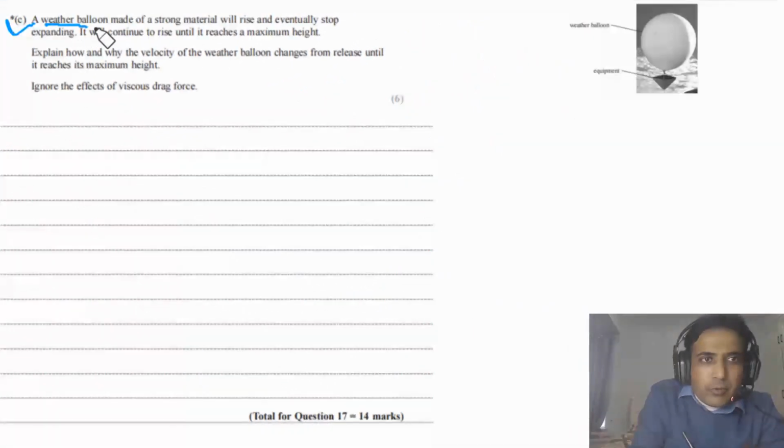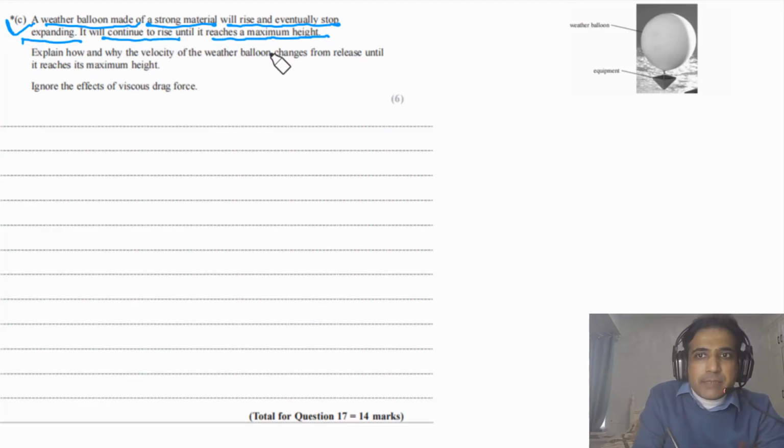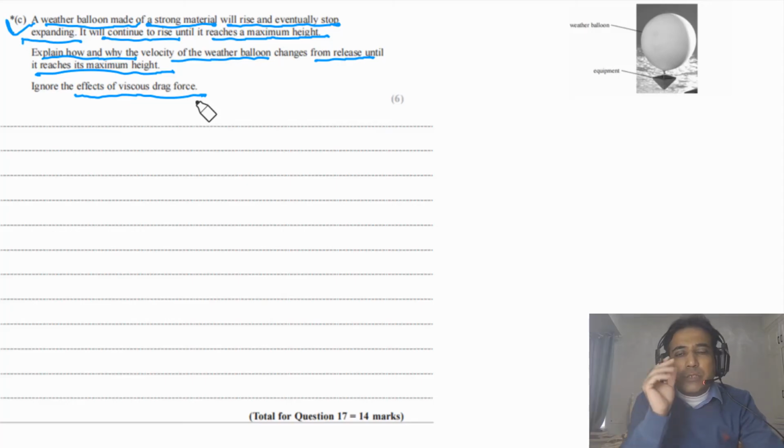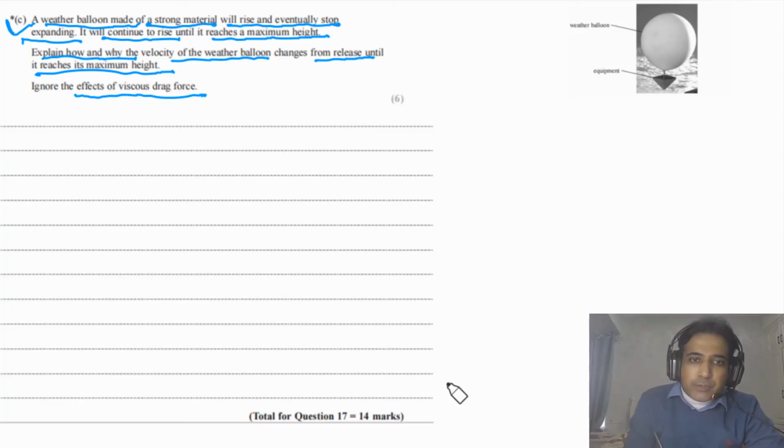Part C says a balloon made of a strong material will rise and eventually stop expanding. It will continue to rise until it reaches a maximum height. Explain how and why the velocity of the balloon changes from release until it reaches its maximum height. Ignore the effects of drag force. So in this case we can ignore drag forces. We need to discuss the velocity from the point of release to the maximum height.